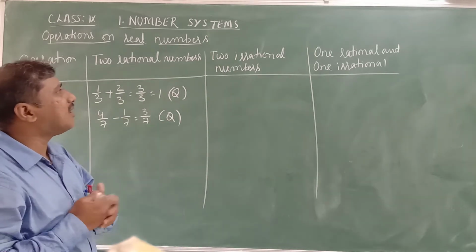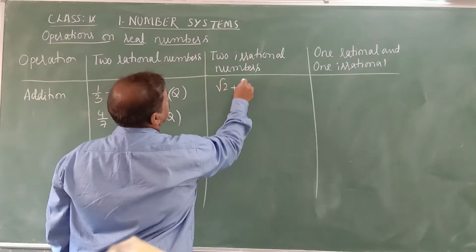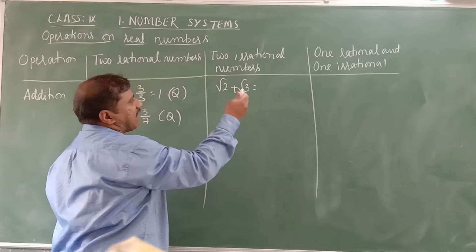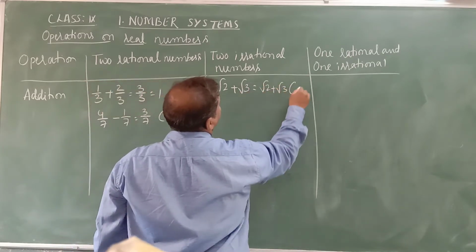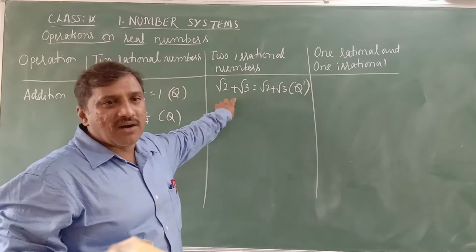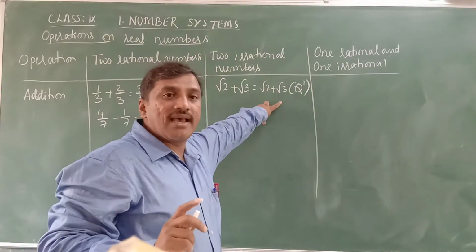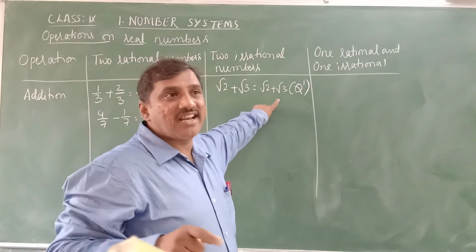Now what about two irrational numbers? Yes, root 2 plus root 3. We get root 2 plus root 3 only, and that is an irrational number. So in this case the sum of two irrational numbers is an irrational number.